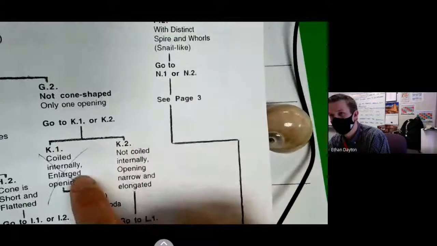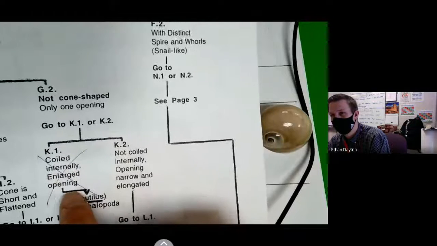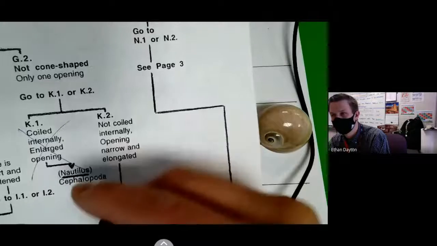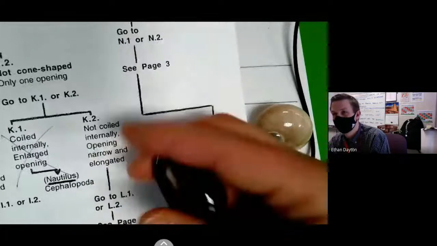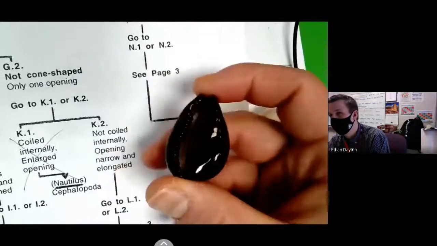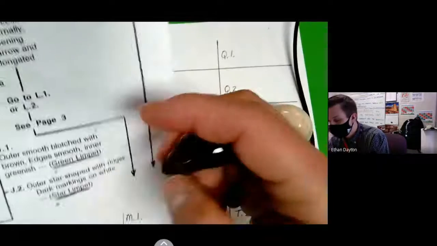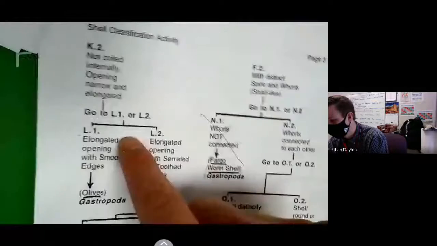Is it coiled internally, enlarged opening? No, I'm going to tell you right now it's not. We do not have a chambered nautilus. So it is not coiled internally. The opening is narrow and elongated. Yes. Take a look at that long and narrow opening. Let's go to L1 or L2. That's on page 3. Okay. Page 3. L1 or L2.